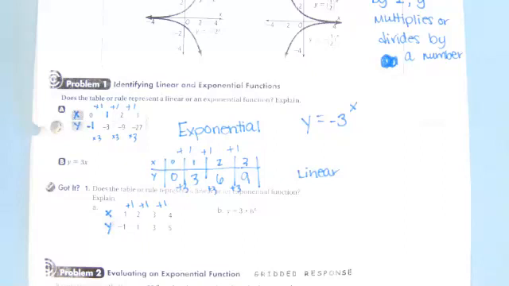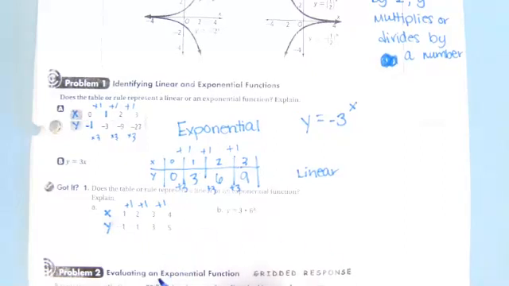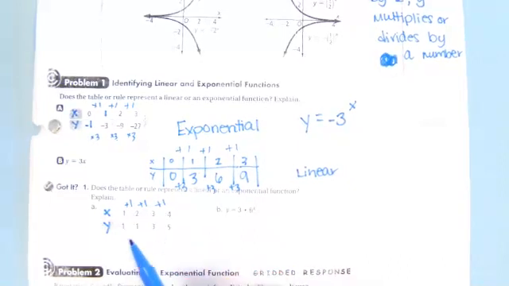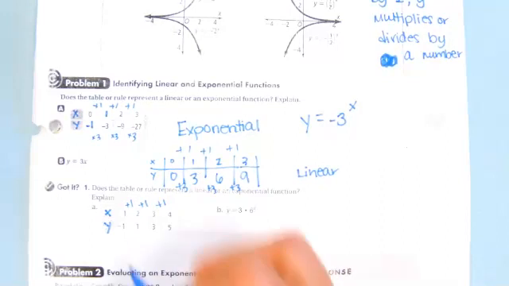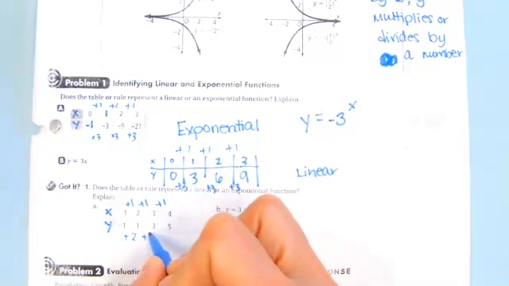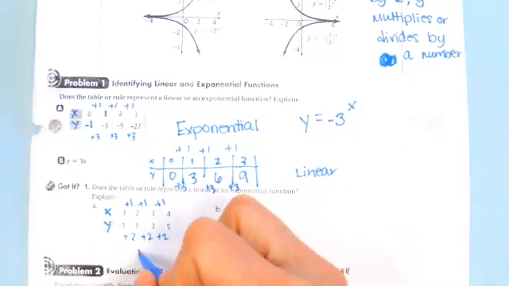Okay, so who has the answer for A? What do you think? Go ahead, Anna. Is it exponential? So this is adding by 1. What did you decide was happening at the bottom of this? It's adding by 2, which makes it, that's right, it's linear.